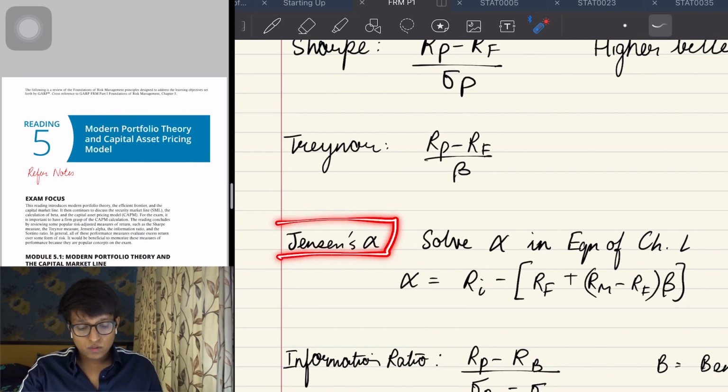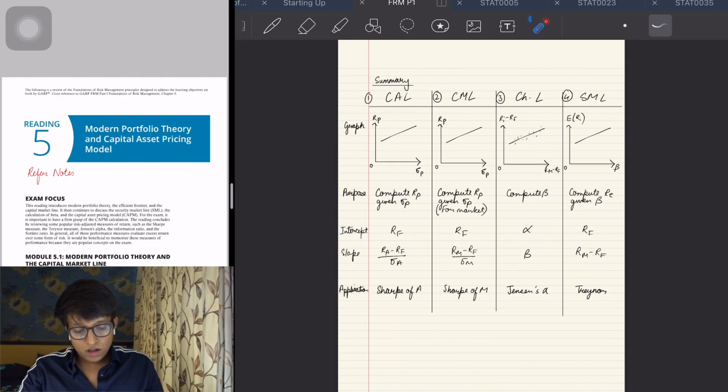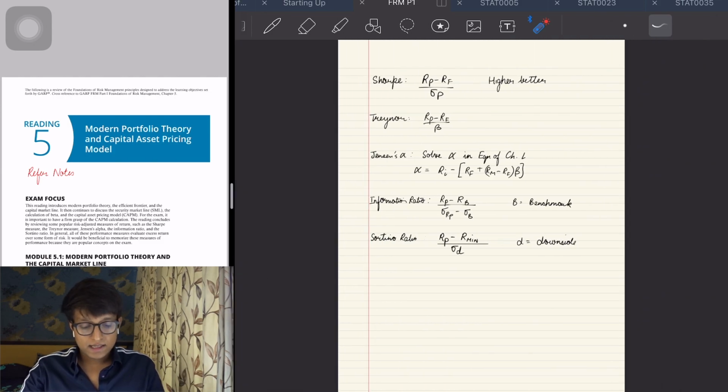Third is Jensen's alpha. This alpha that I had told you we had ignored for once in the characteristic line, basically alpha is the capability of a manager. Alpha is used to judge the capability of a manager.